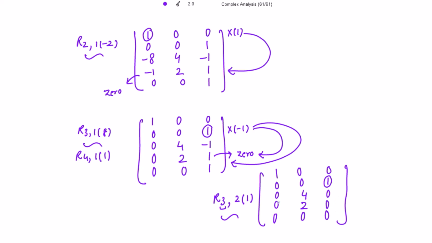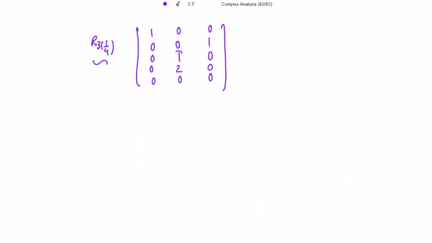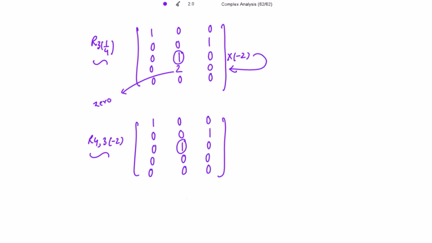Next, for row 3, I'm having the leading entry as 4, but I need to make this first 1. For that, just multiplying row 3 with 1 divided by 4. So I'm getting 1 as the leading entry for row 3. Next, to get 0 in place of 2, just multiply row 3 with -2 and add its elements to row 4. So I have got all the zeros below the leading entry 1 of row 3.